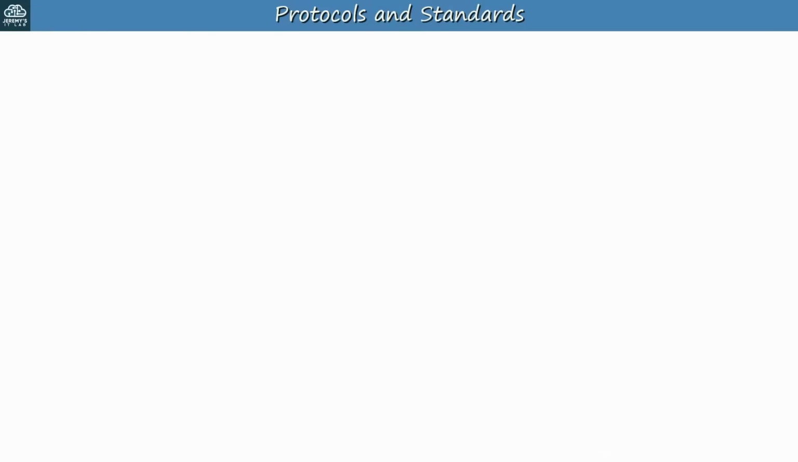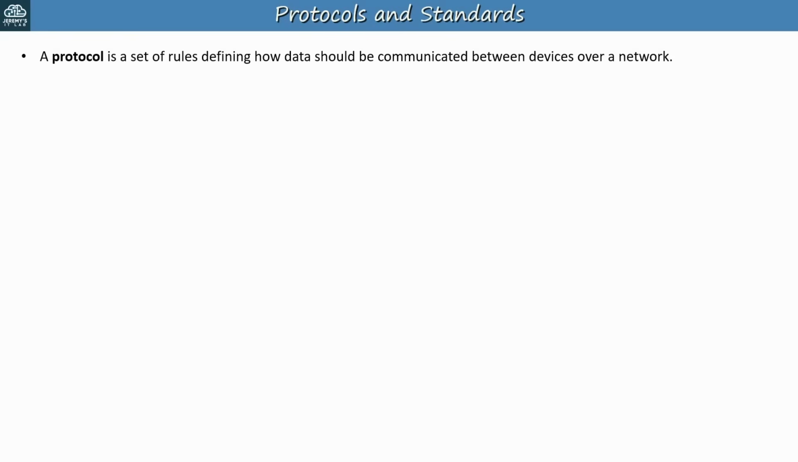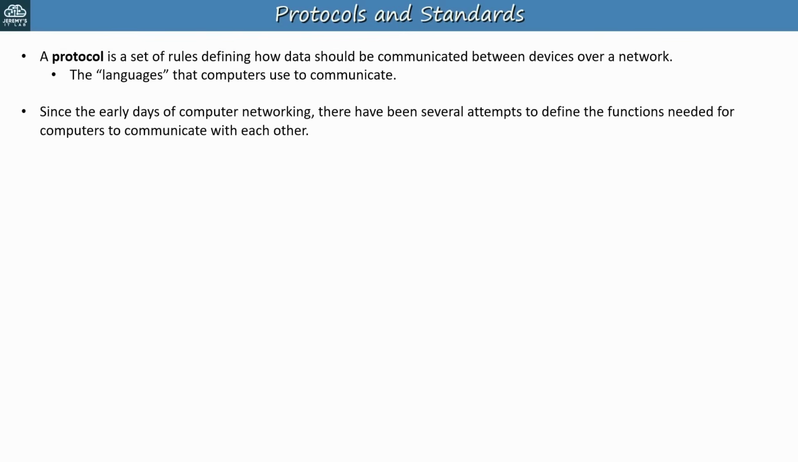Let's begin with the importance of protocols and standards. A protocol is a set of rules defining how data should be communicated between devices over a network. Protocols are the languages that computers use to communicate. Just as someone who only speaks Chinese can't talk with someone who only speaks English, computers that speak different protocols can't exchange data. Since the early days of computer networking, there have been several attempts to define the functions needed for computers to communicate with each other.